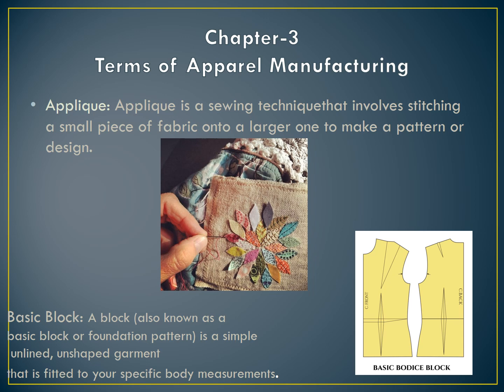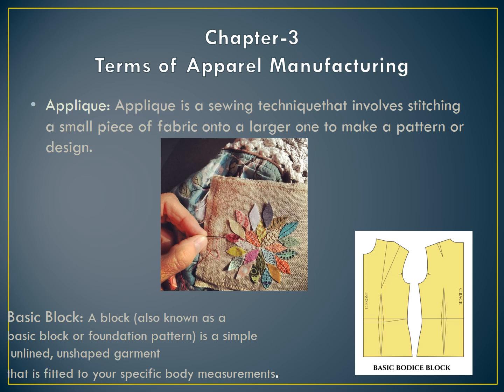So I'm going to move on to chapter 3, which is the different terms of apparel manufacturing. Firstly, we can see that there is applique. Applique is basically a sewing technique that involves stitching a small piece of fabric onto a larger one to make a pattern or design.